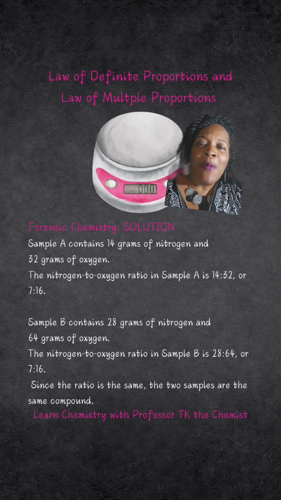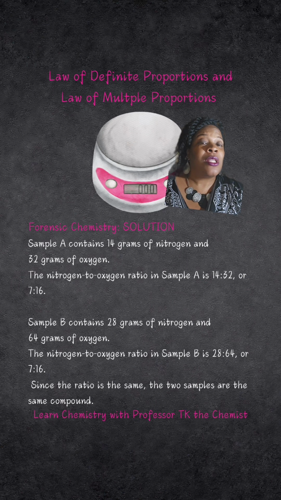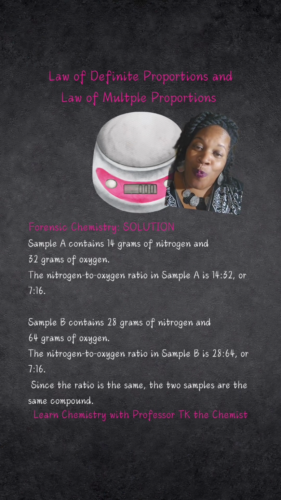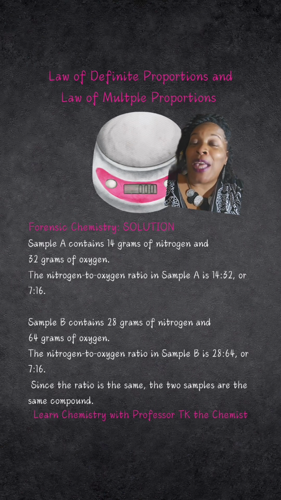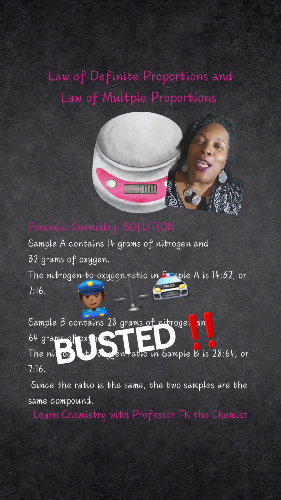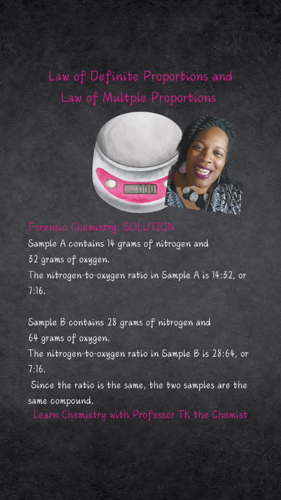Okay? Sample B contains 28 grams of nitrogen and 64 grams of oxygen. Same thing. The ratio between nitrogen and oxygen is 28-to-64, or 7-to-16. Again, you're dividing both numbers by the common denominator, or the common multiple, in order to get the ratio of 7-to-16. And since the ratio is the same, guess what, y'all? The 2 samples are the same compound, okay? This suspect is what? Busted.